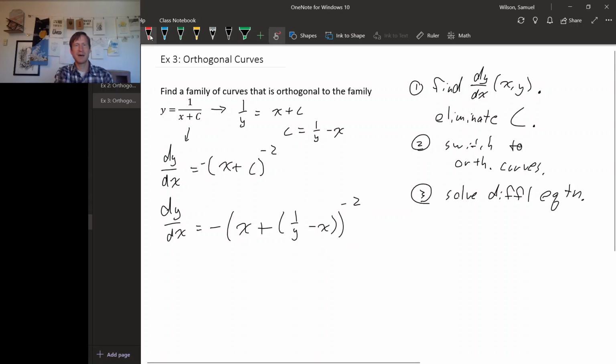And something nice happens in this example. This doesn't always happen, but this x cancels that x. That's nice. And we get dy dx equals minus, looks like x squared when we simplify this.